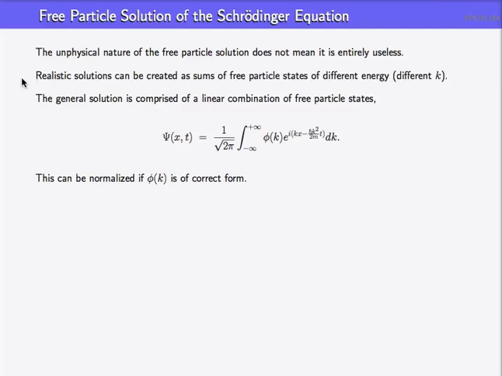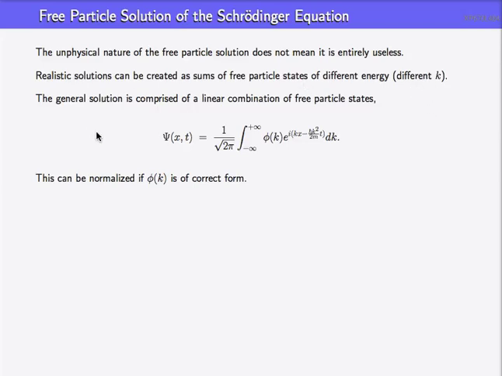So if we do this in the right way, by taking a linear combination, or linear superposition, of free particle states, you can actually generate realistic solutions. For example, one that looks like a wave packet, that's non-zero in some region and zero outside. We'll look at that specific example later. And in general, again, we're talking about free particle states of different energy, or we could just think of it as different k, because k is directly related to E.